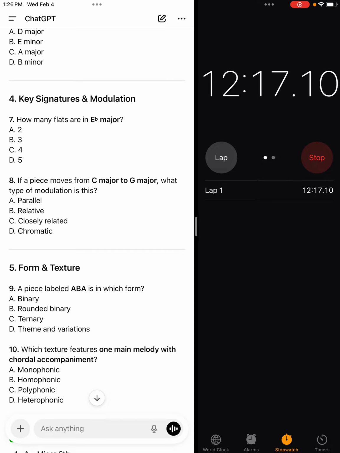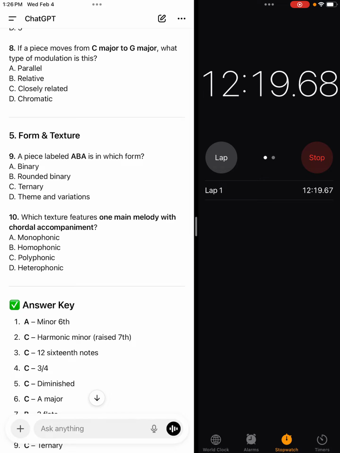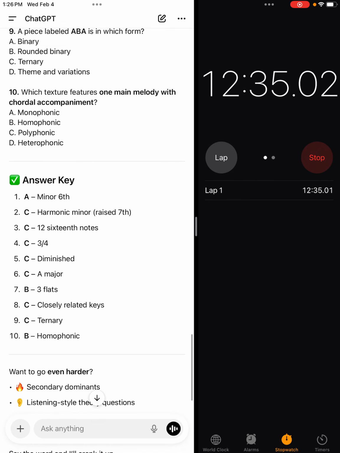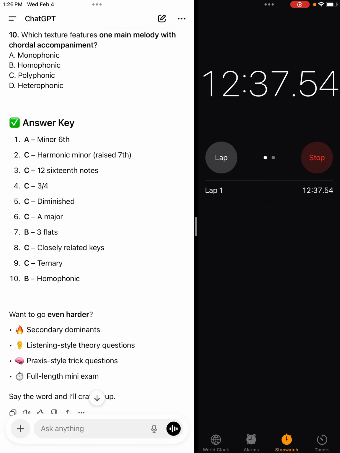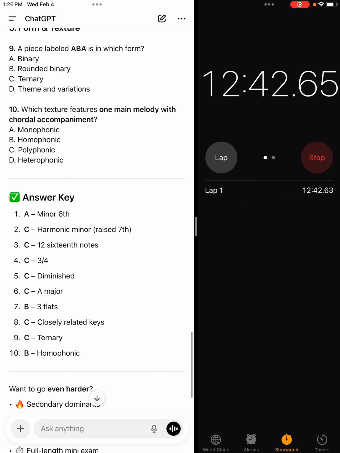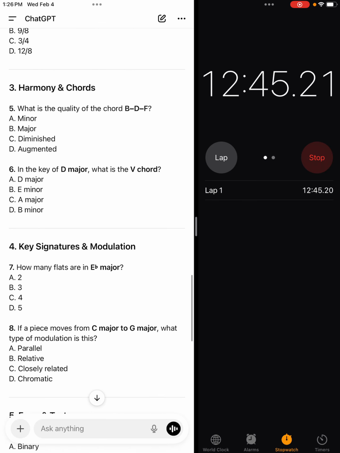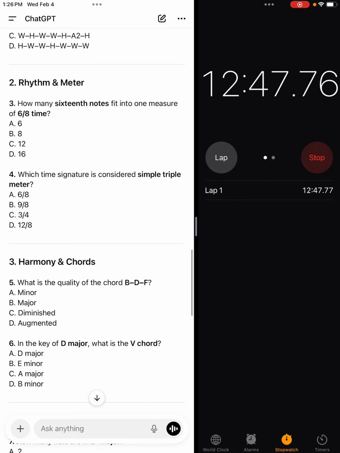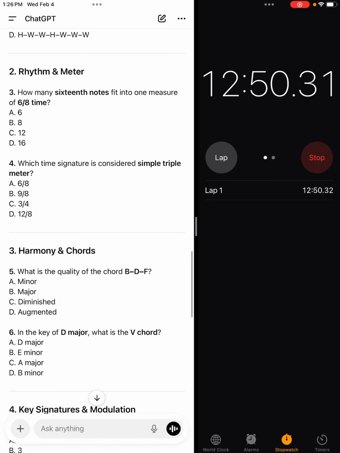If a piece is labeled ABA, what is it? Oh, ternary. What texture features a harmonizing melody and choral melody? Homophonic. Kind of where I still know a lot of this, except for three of them. Okay, what was three? How's it 12? Oh, okay, that's a good question.